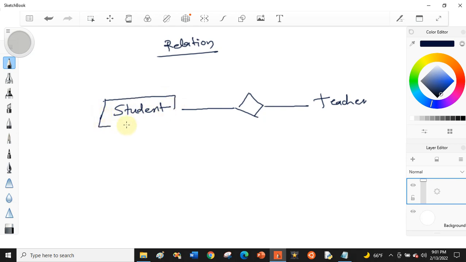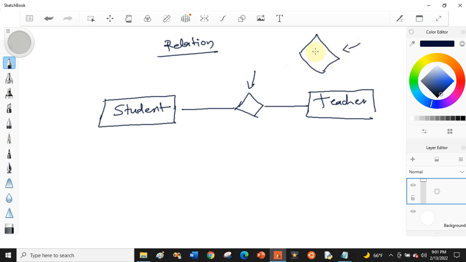So an entity is normally represented by this rectangular box, and a relation is always represented by this diamond box. It is not a diamond at all, it is just called a diamond box. So you have to make a rotated square like this. It looks like a diamond. We call this diamond because in playing cards there is a diamond card, so you know the name comes from there. So this is the relation.